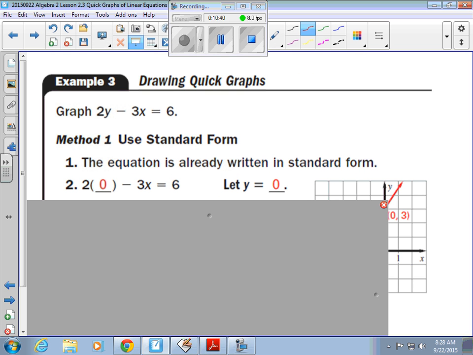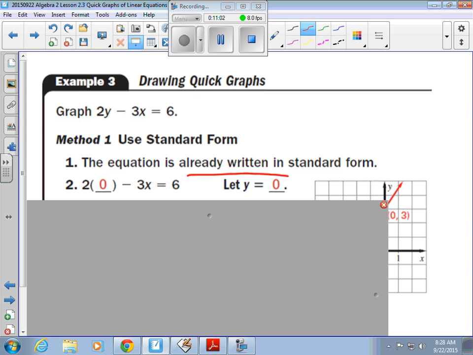Example number 3, drawing a quick graph. It says graph 2y minus 3x is equal to 6. This is in standard form, almost. It doesn't say Ax plus By. You see how it says it's already written in standard form? That's not quite accurate, but this will work. We don't have to really move anything.